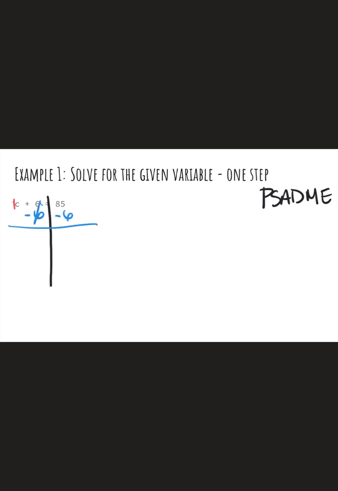So when we do that, I bring down my C, so I have 1C equals 79. Or I can write this as C equals 79.